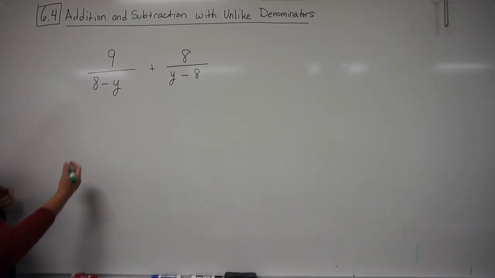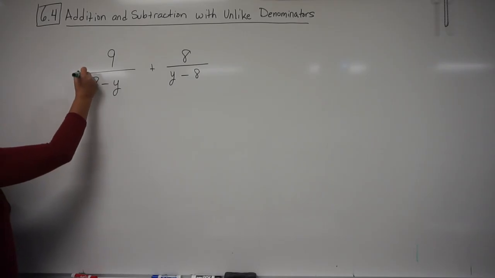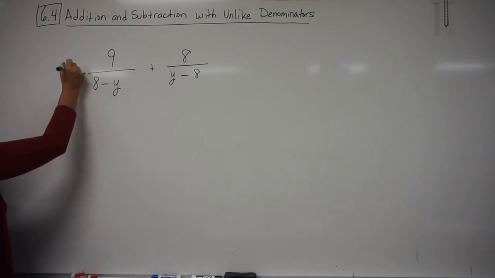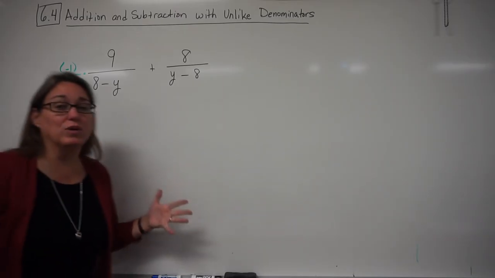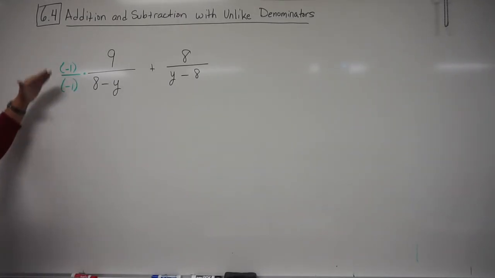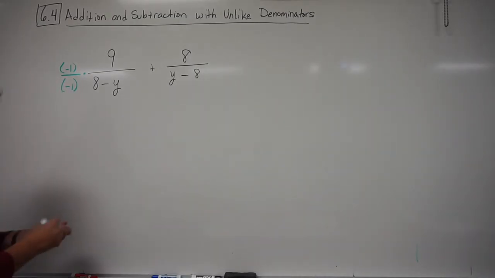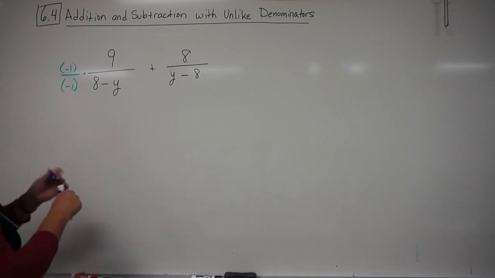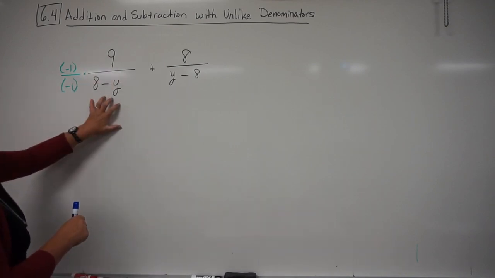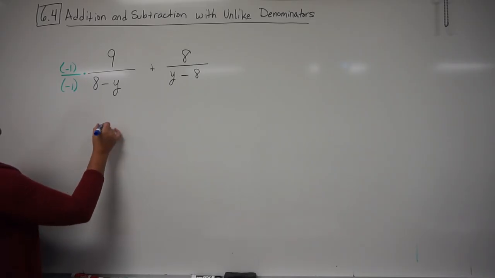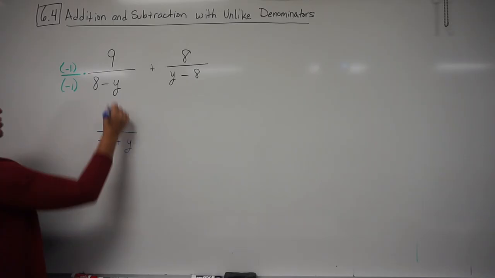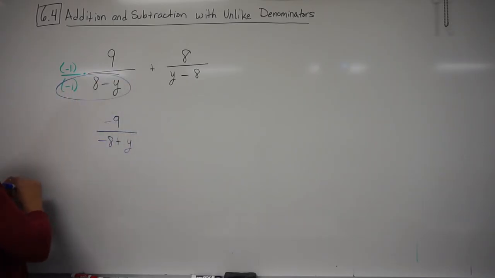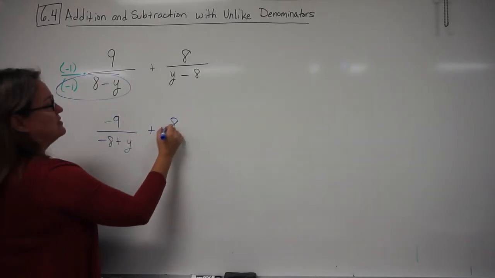But one of the ways we could deal with this, the way that I think is probably easiest, is to multiply the top and the bottom of the fractions, and it doesn't matter which one. Multiply the top and the bottom of one of your fractions by a -1. Because what that's going to do is flip the signs. So this first rational expression now becomes -9 over -8 plus y once we multiply this through. The second fraction remains the same.